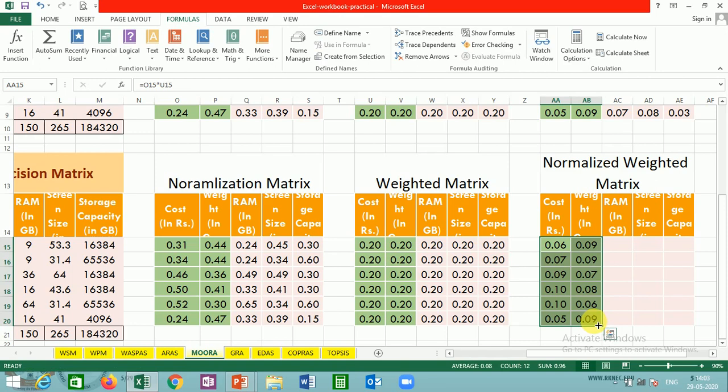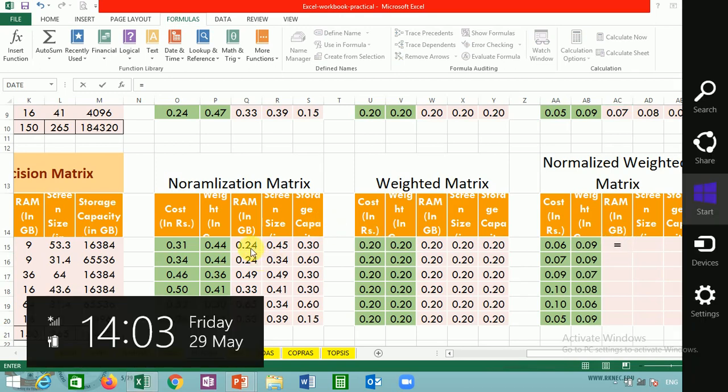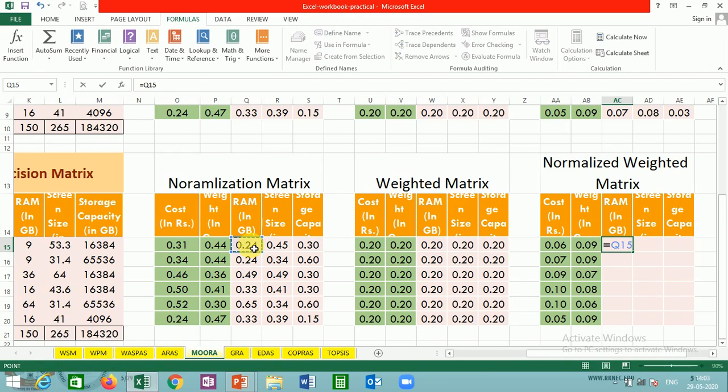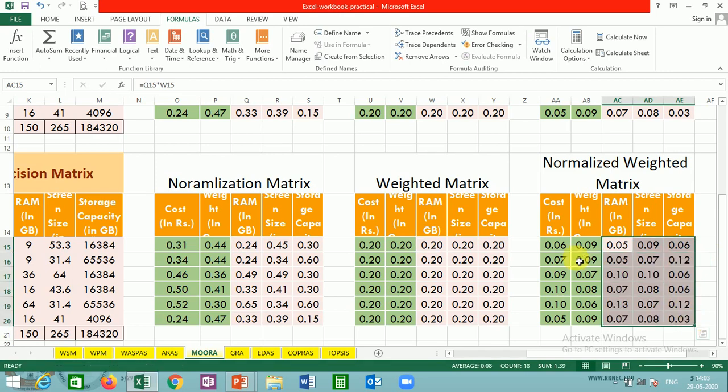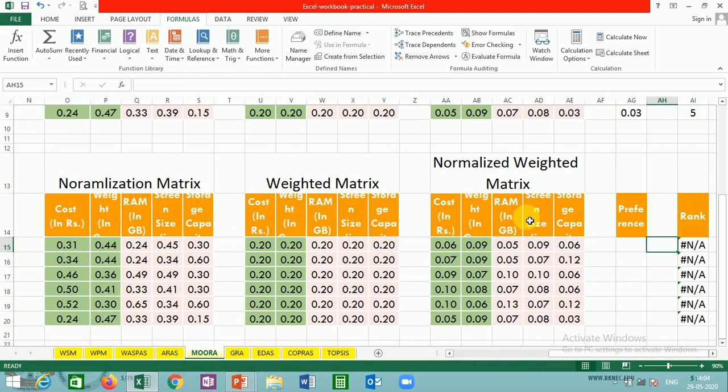Now we are going to calculate the normalized weighted matrix for the benefit criteria. How are we going to calculate? We are going to multiply this value by this value and then drag it horizontally first and then vertically. So we are through with the normalized weighted matrix.